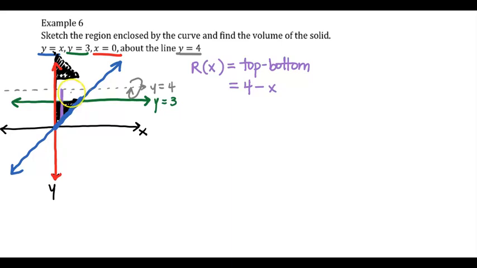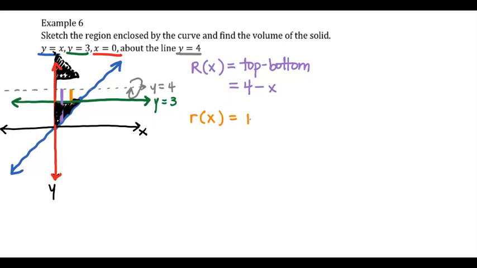We will also need to find our little r of x. Little r of x is not in the region that we're rotating. It's the radius of the hole. We subtract the area that we would get from the radius of the hole. We're again going to do top minus bottom. The top is 4, the bottom is 3, so little r is 1, right?